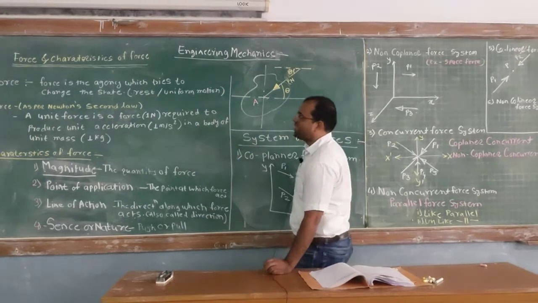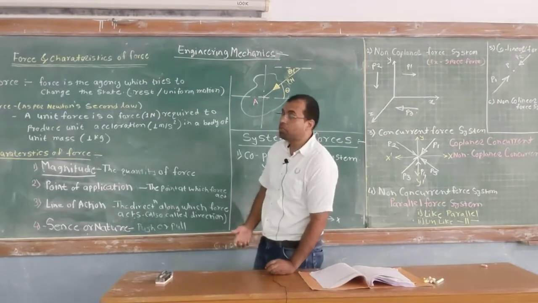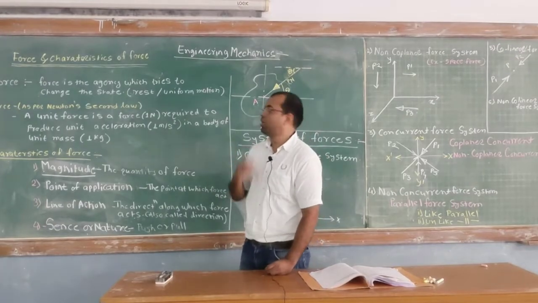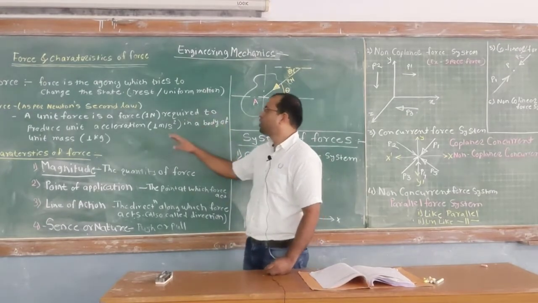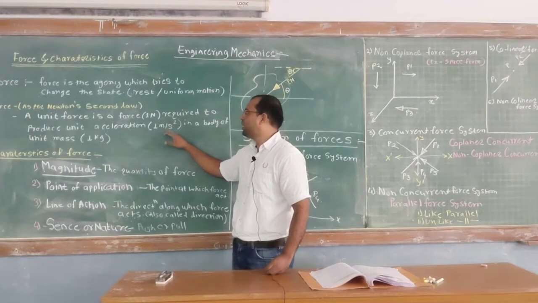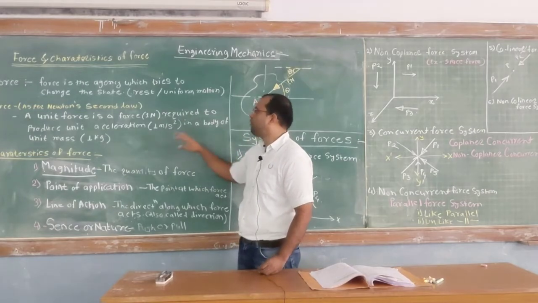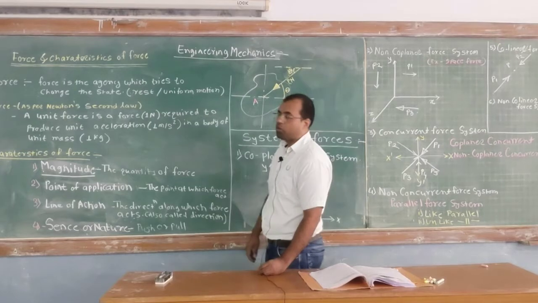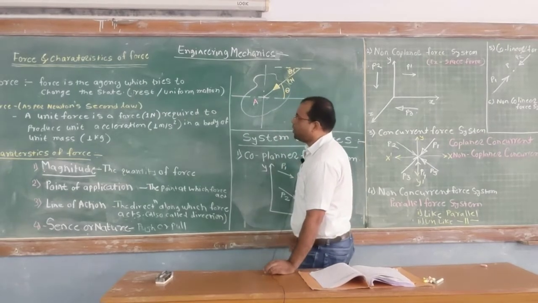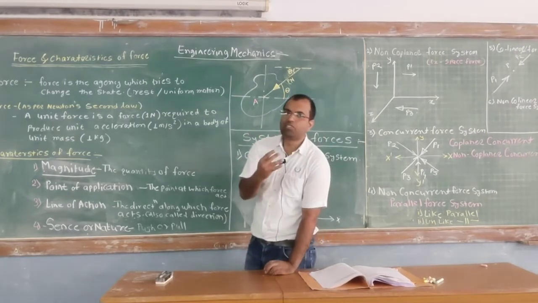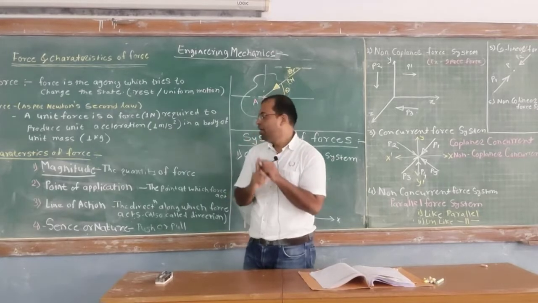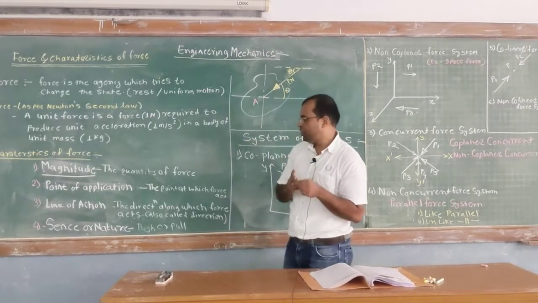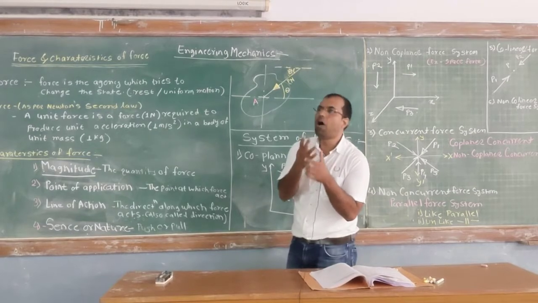Now, as per Newton's second law, how do we define the force? A unit force, meaning 1 Newton force, is the force required to produce unit acceleration, 1 meter per second square, in a body of unit mass, 1 kg. So what are the characteristics of force that we have to learn today? There are four characteristics of force. First is the magnitude, second is the point of application, third is the line of action, and fourth is the sense or nature.